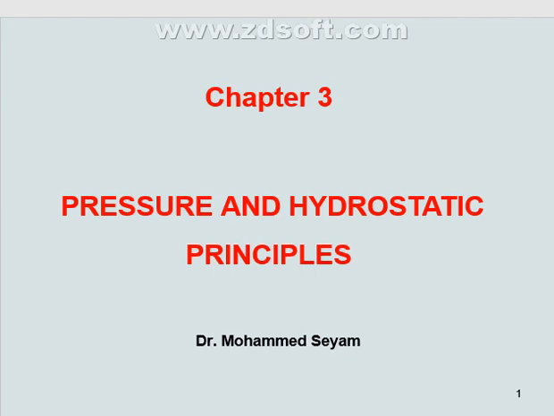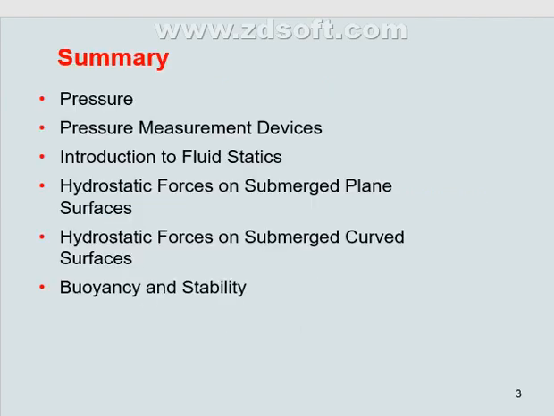Chapter 3 is about pressure and hydrostatic principles. We have 6 sections in this chapter: introduction to pressure, then pressure measurement devices. Section number 3 is about fluid statics. Then we're going to talk about hydrostatic forces on submerged plane surfaces, and section number 5 is about hydrostatic forces on submerged curved surfaces. The last section is about buoyancy and stability. Right.